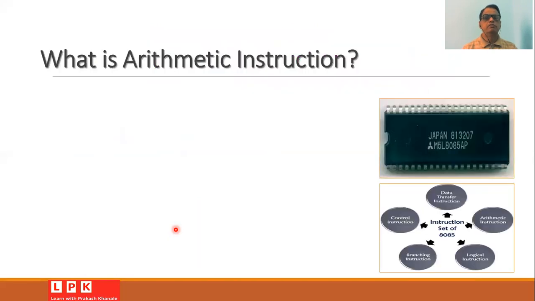So let us start the session with the question: what do we mean by arithmetic instruction for the microprocessor 8085? We know that microprocessor 8085 can be used to build microprocessor-based systems, and frequently we need to write assembly language programs where we need to perform many arithmetic operations such as addition, subtraction, increment, and decrement. So whenever we want to perform such operations by using the microprocessor 8085, we need to make use of arithmetic instructions.